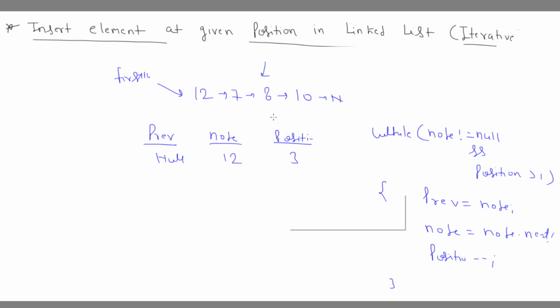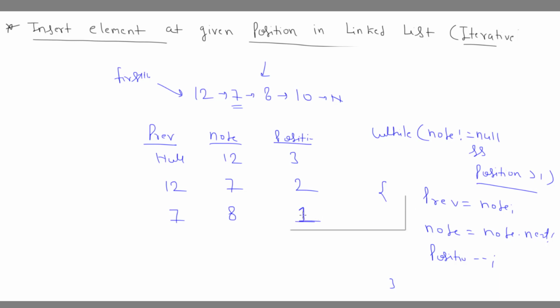Because node is not null and position is also greater than 1, in this case previous equals node, so previous will be 12, and node will be 7, because node will be node of next, and position minus minus gives 2, right? Again node is not null because node is at 7, so again we do previous equals node. Now previous has become 7, node has become 8, and position has become 1, right? We have the condition that position should be greater than 1, only then can we go into the while loop. Now position is 1, it means we will stop here.